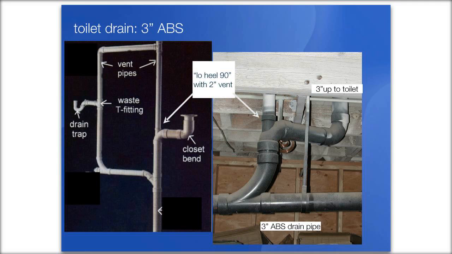ABS toilet drains, which you will be finding in newer homes, oftentimes have the vent coming off of a 90. You can see the low heel 90, it's called, with a 2-inch vent. So when you see that configuration, that 3-inch 90 with a 2-inch coming off of the back of it, you know that that's not a Greywater line. That's not a sink drain or a washing machine drain or anything Greywater that you would be tapping into. Just be aware that when you see that particular fitting, that's a vent for a toilet.